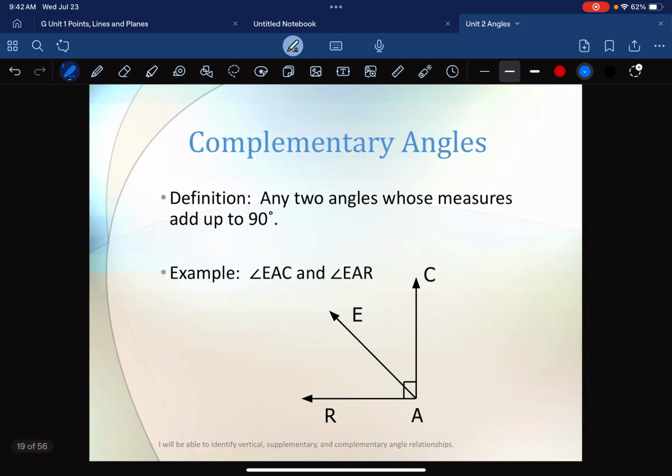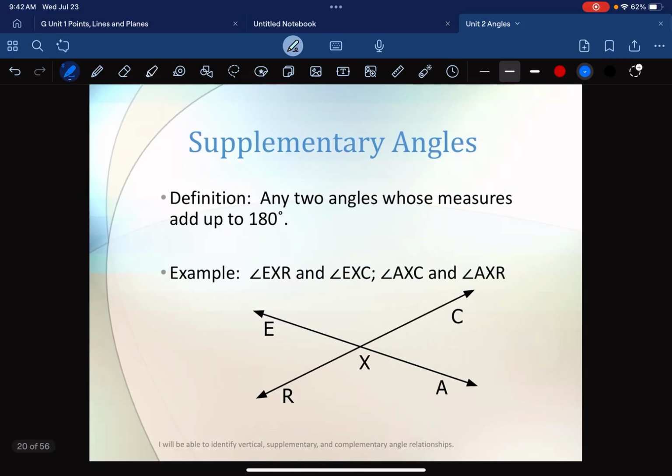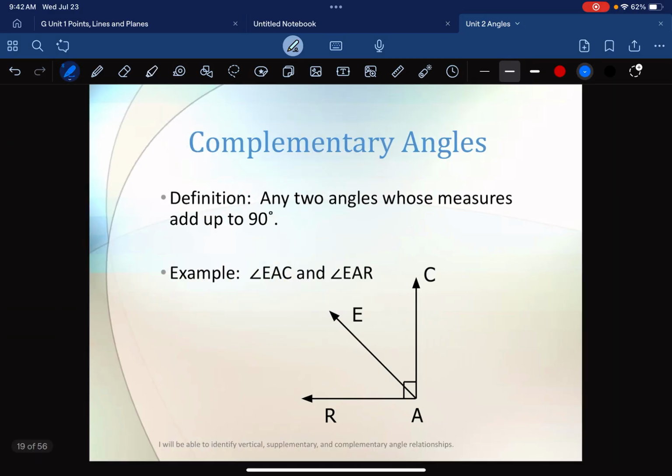Okay? And here's the great thing about linear pairs. Supplementary angles are also linear pairs. So if you know how to name linear pairs, you already know how to do supplementary. And we'll get to that one here in a second. Complementary first. So complementary is any two angles whose measures add up to 90, and they don't have to be adjacent.